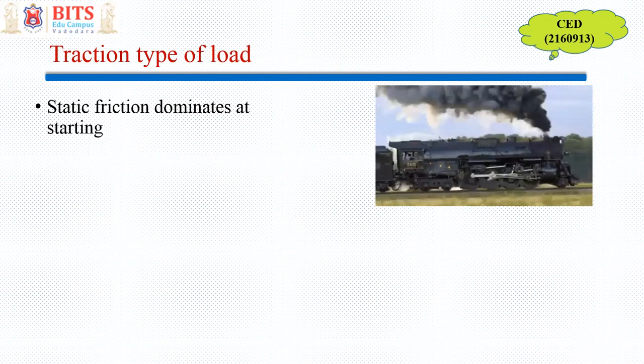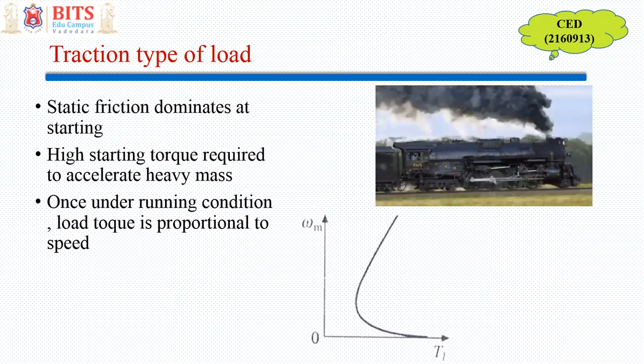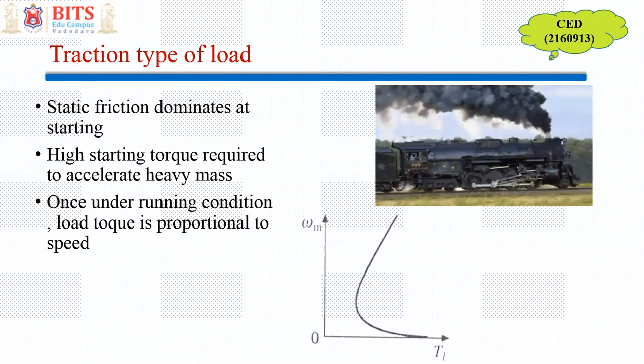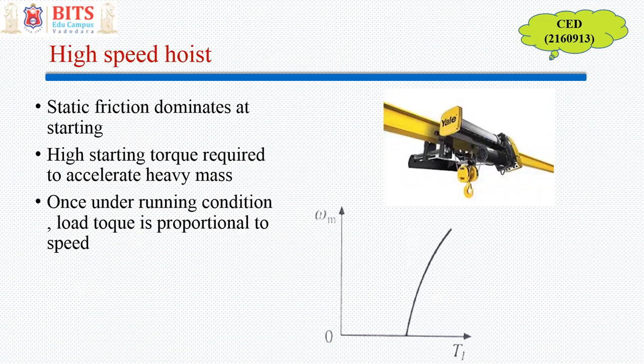Similarly, if a traction load is there, static friction is dominating, so the characteristics is like this, right? A high speed hoist is there. Then you can also see the characteristics is like this because it has high starting torque and it also has viscous friction, right? So in short, we have different characteristics of the load, and depending on what load I have, I get a characteristic.